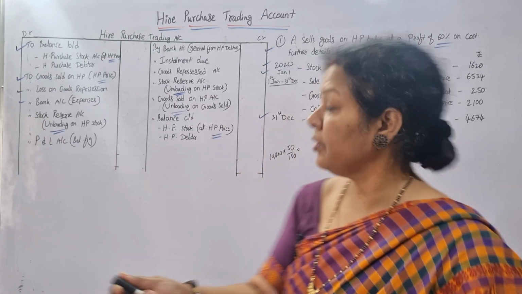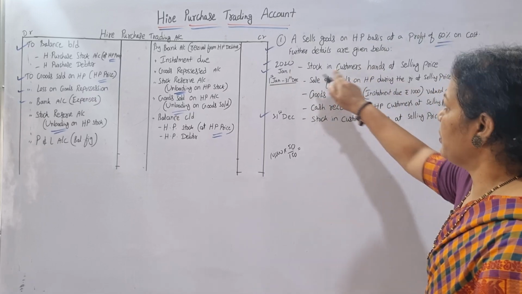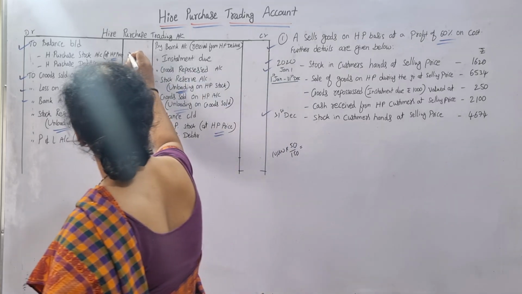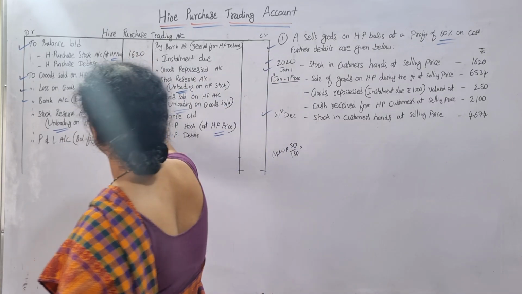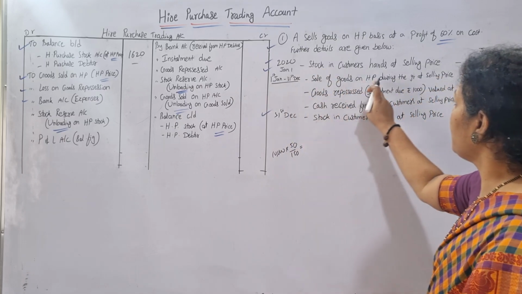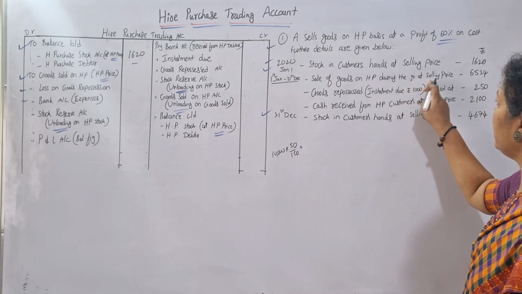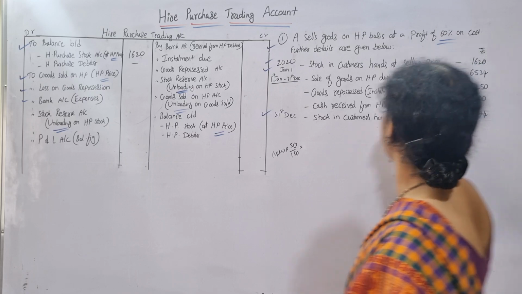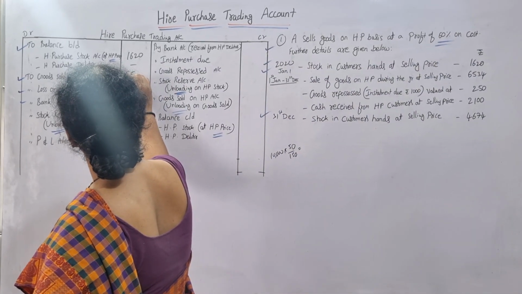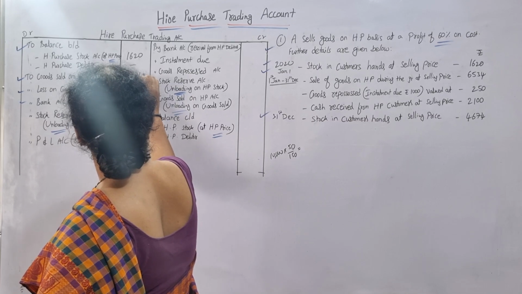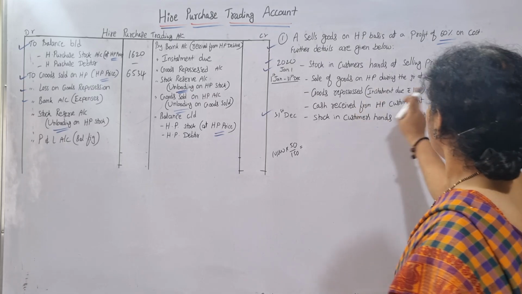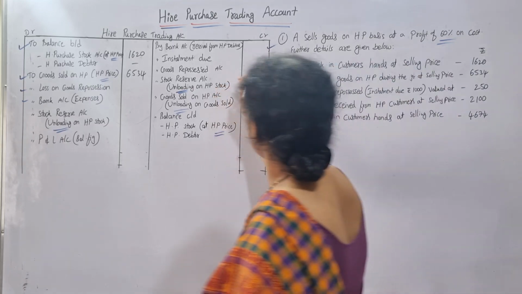Now we will see each and every transaction. Opening stock. Stock in customers' hands at selling price. Stock is 1620. So this is 1620. Opening debtors are not given here. And next, sale of goods on hire purchase during the year at selling price. Sale of goods 6534. Next, after that, goods repossessed, valued at 250. Goods repossessed is 250.